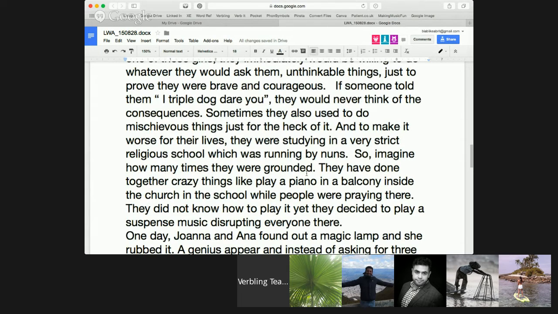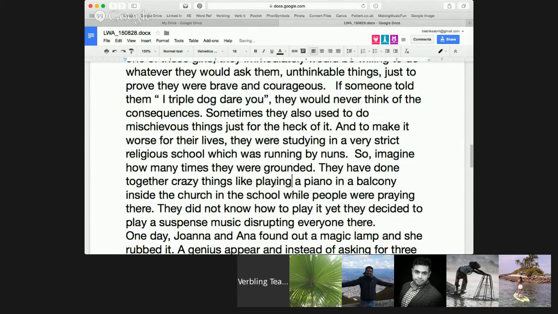And to make it worse for their lives, they were studying in a very strict religious school which was run by nuns. So imagine how many times they were grounded. They have done together crazy things like playing a piano in a balcony inside the church in the school while people were praying there. They did not know how to play it, yet they decided to play a suspense music, disrupting everyone there.